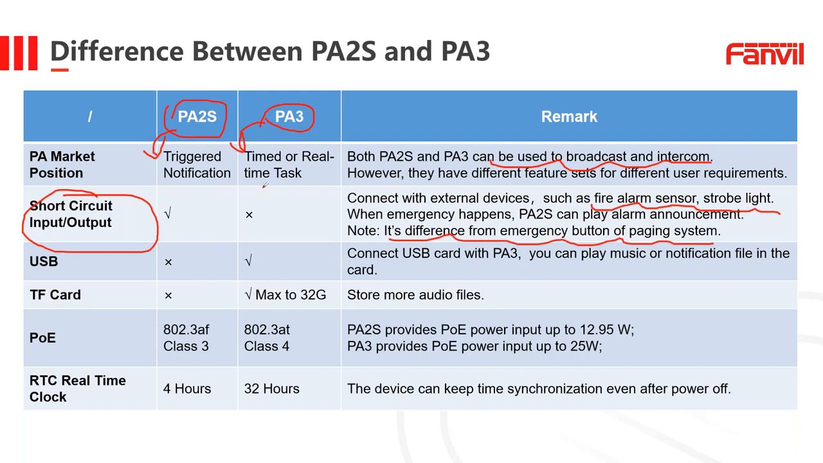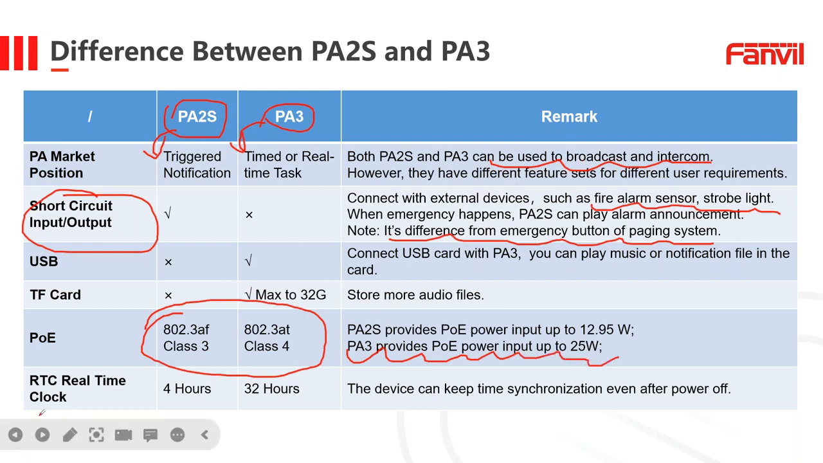And the PA3 supports USB and TF card, so you can store more audio files and you can play music or notifications from the card. And both PA2S and PA3 support PoE power supply, and the PA3 is bigger. And the last one is the real-time clock. So both PA3 and PA2S can keep time even after powered off, and the PA3 is longer.